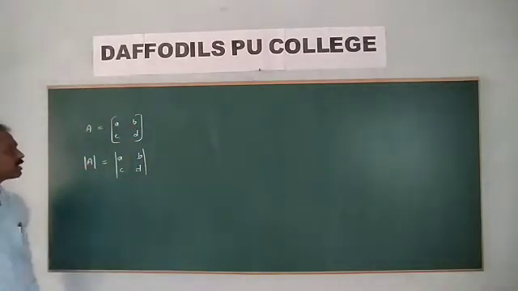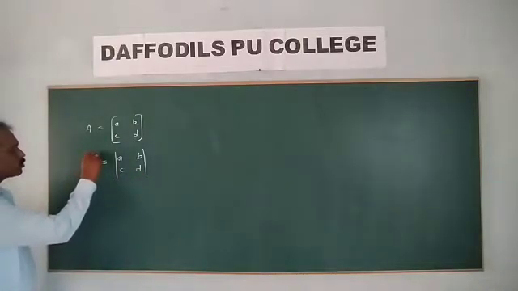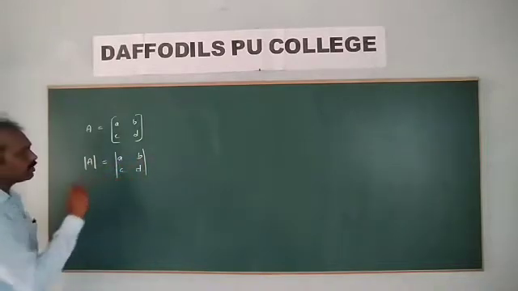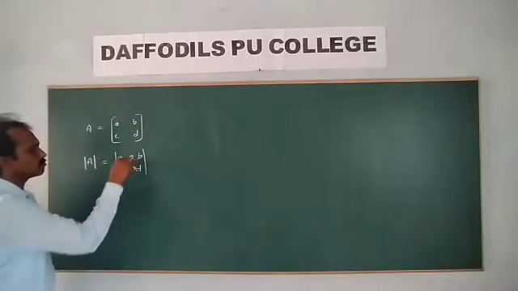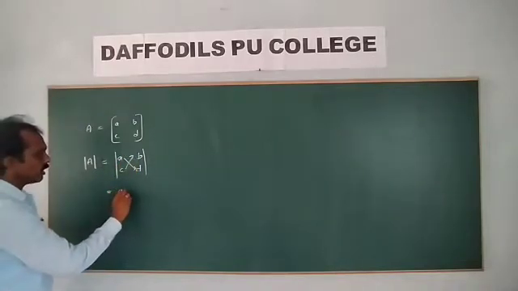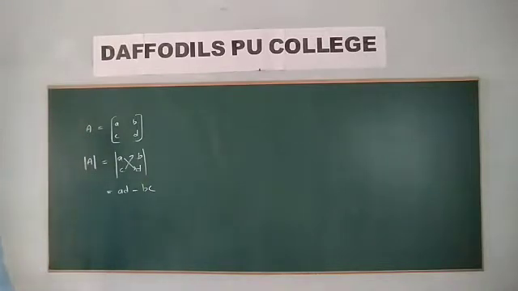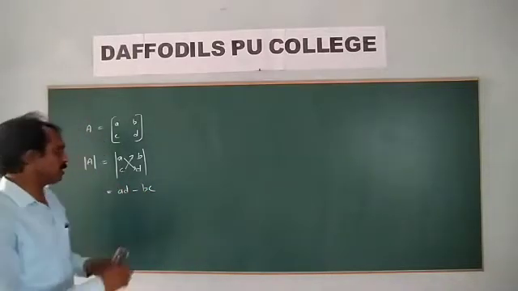Suppose we take the matrix A with entries a, b, c, d. It can be represented within two bars. How to calculate it? This is equal to ad minus bc. That is the determinant value. This determinant value is either a real number or a complex number. Okay.